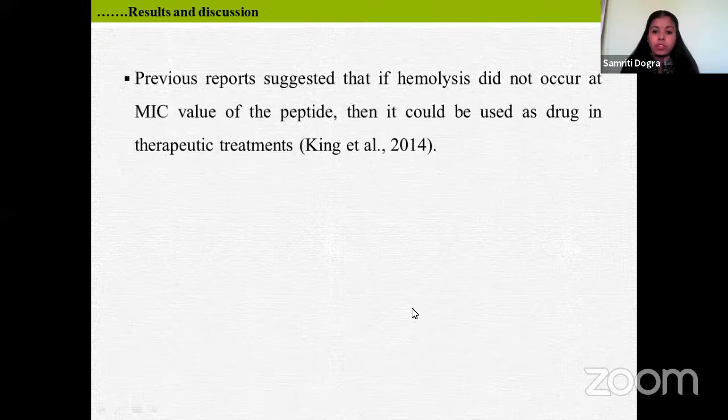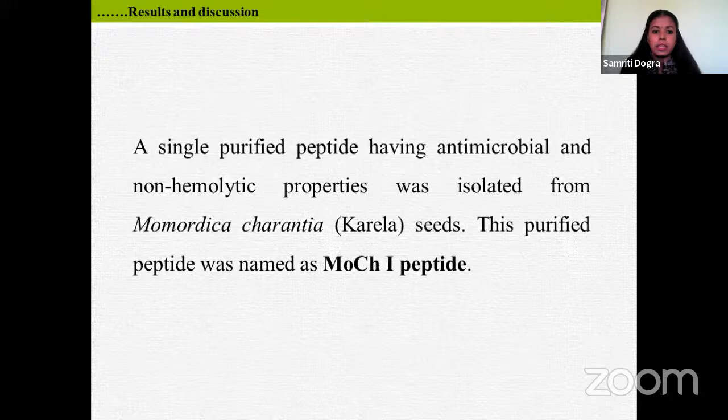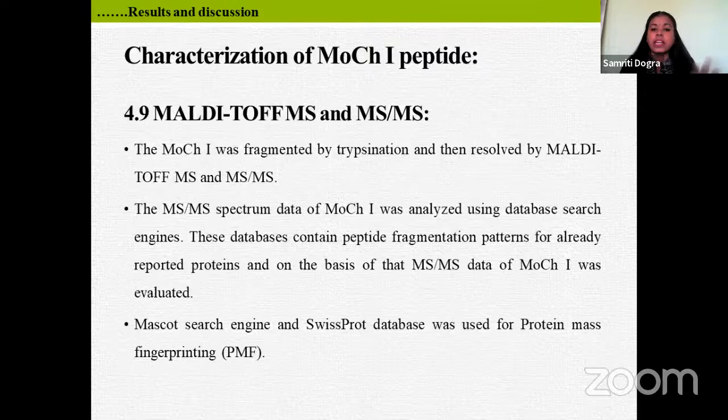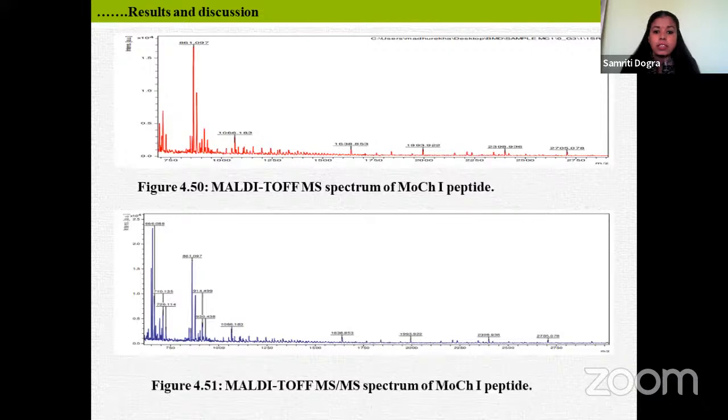therapeutics. So a single purified peptide having antimicrobial activity and non-hemolytic properties was isolated from Momordica charantia, whose common name is Karela seeds. This purified peptide was named MOCH1 peptide. Further characterization of MOCH1 was done using MALDI-TOF MS and MS-MS. These are the results for MS.